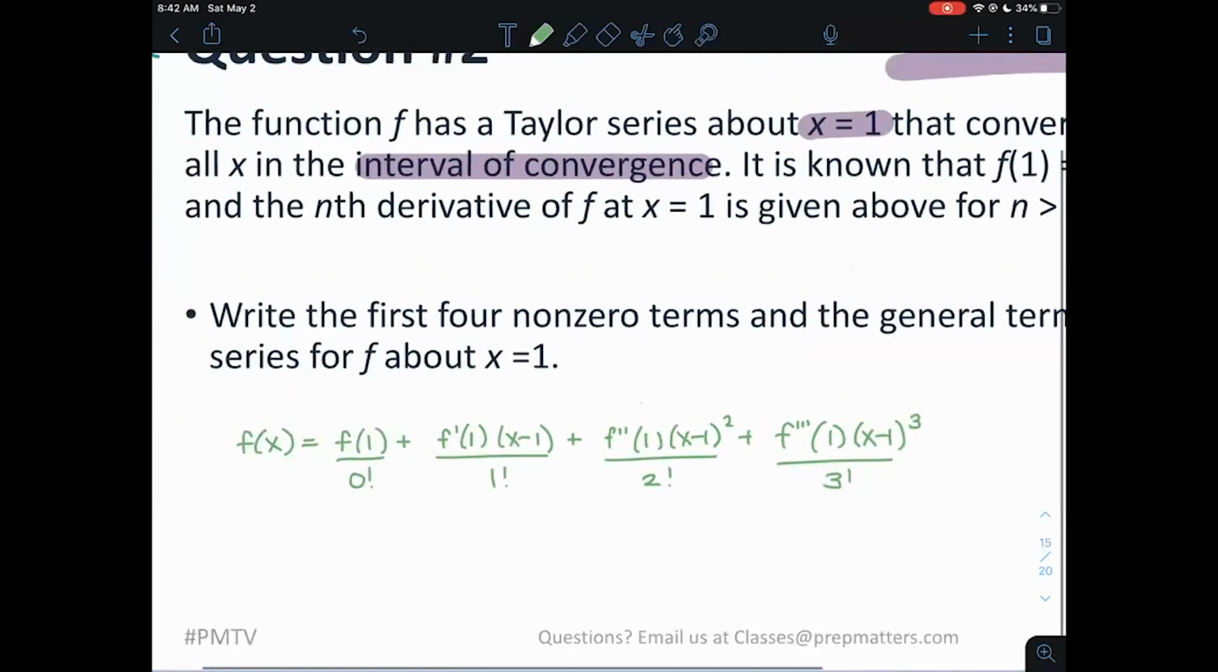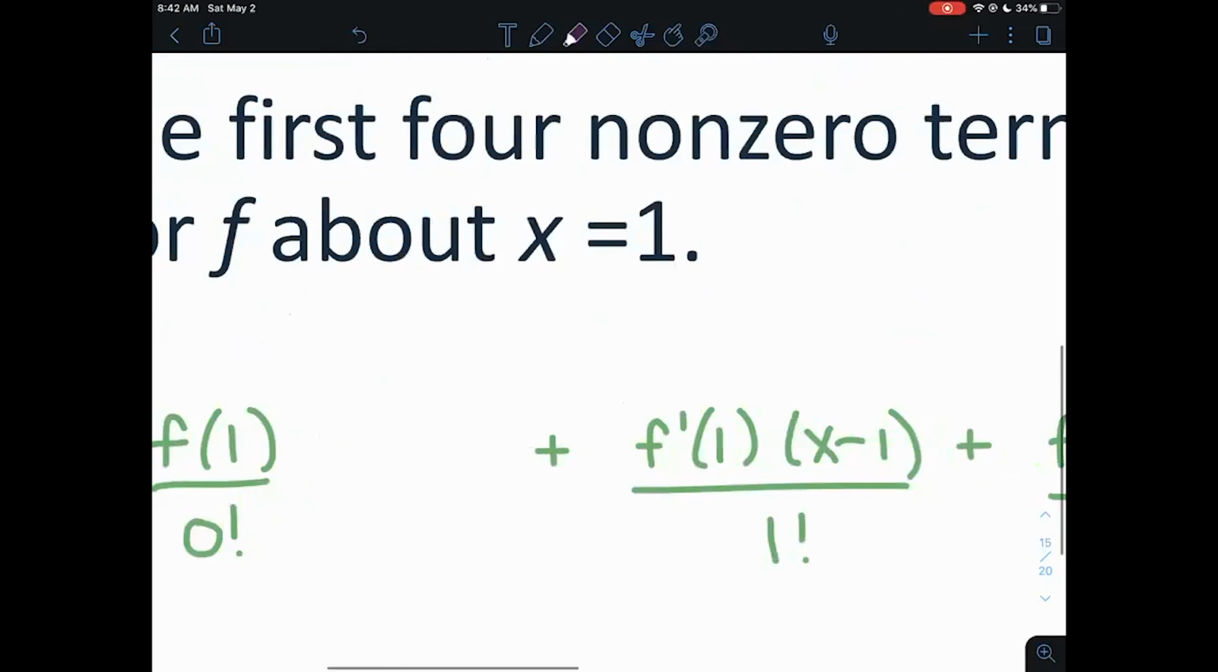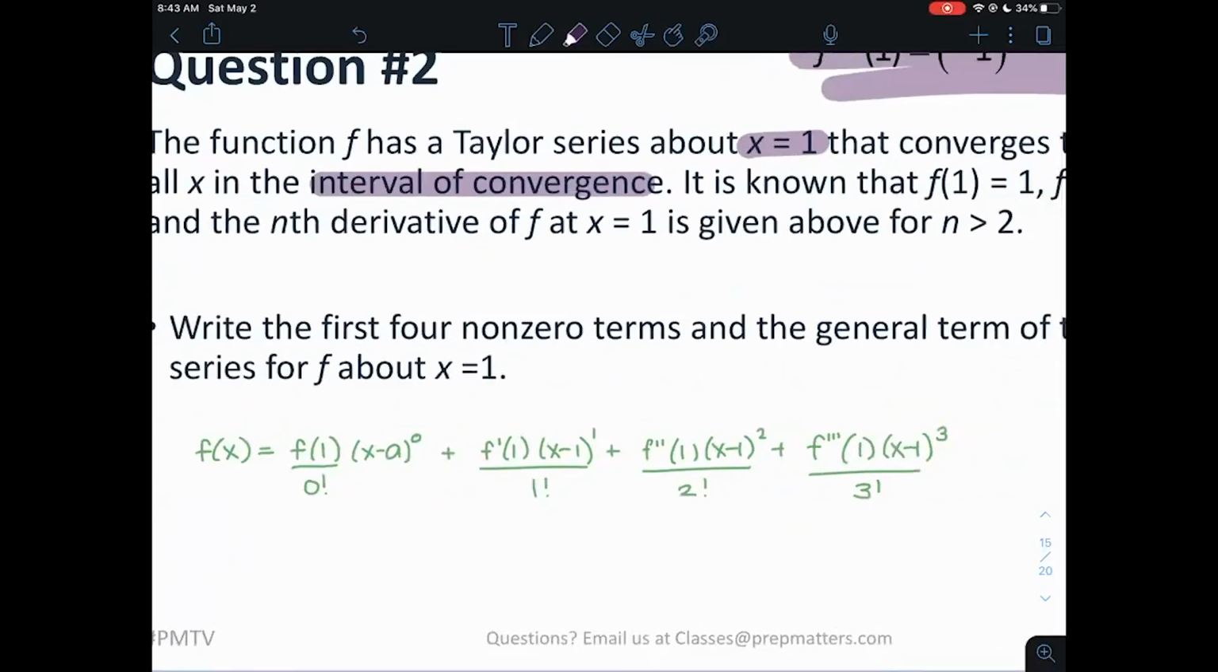And even if you wanted to really make sure your pattern is the whole way there, you could add in this x minus a to the 0 power as well, so that you can physically see these stepping points of function, first derivative, second derivative, third derivative, 0 power, first power, second power, third power, 0 factorial, 1 factorial, 2 factorial, 3 factorial.